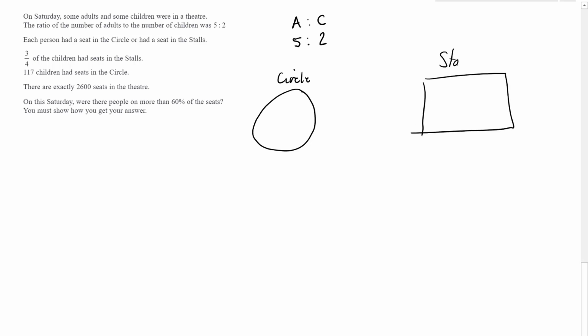Each person had a seat either in the circle or in the stalls, which I'm just going to note as this circle and this square. Then 3/4 of the children had seats in the stalls. So 3/4 of the children were over here. And it says that 117 children were in the circle. And there were exactly 2,600 seats to be filled. And the question is, were there more than 60% of the seats filled on this Saturday?